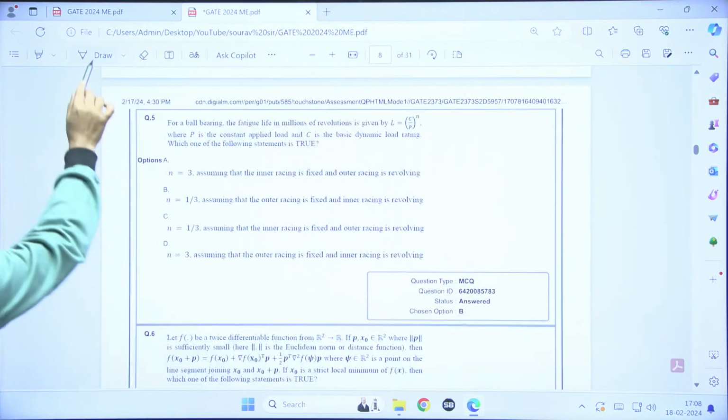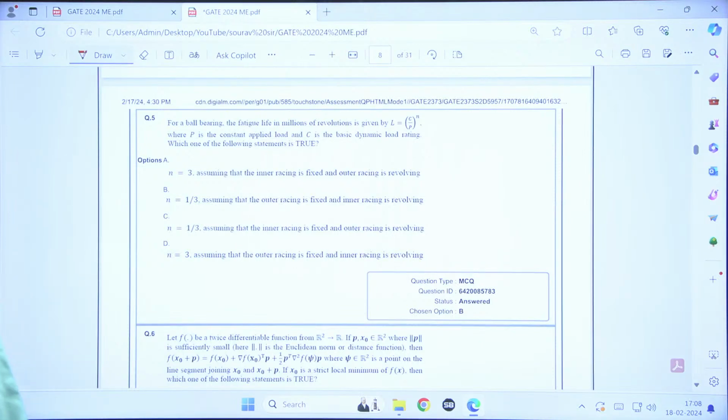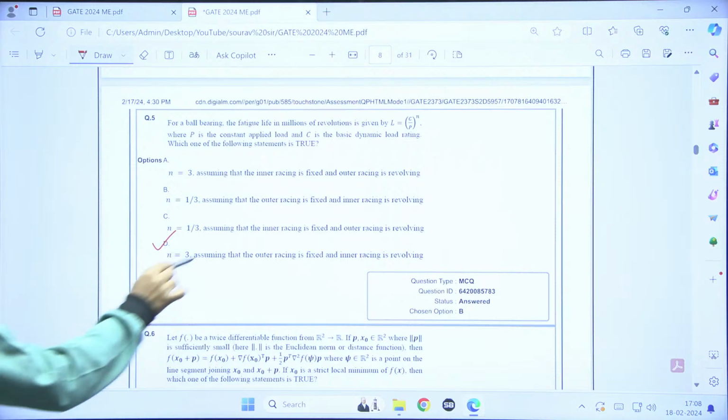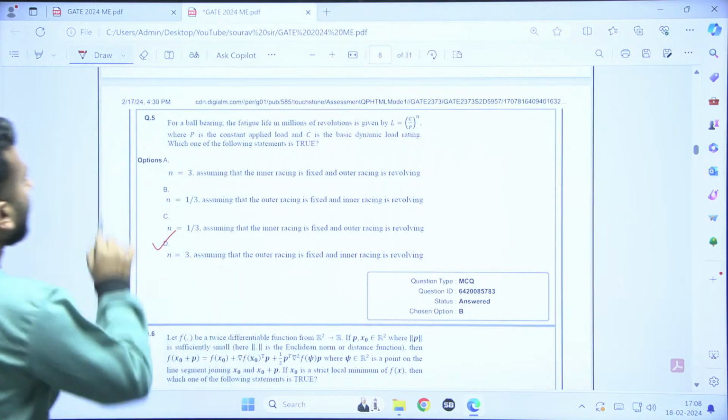For a ball bearing, it's an MD question, and the answer for this will be D, that is n equal to 3, assuming the outer race is fixed and inner race is revolving.